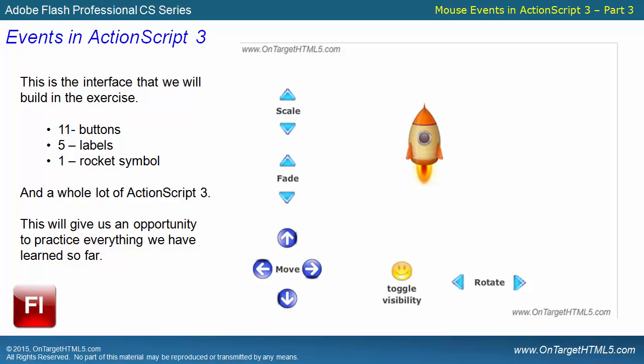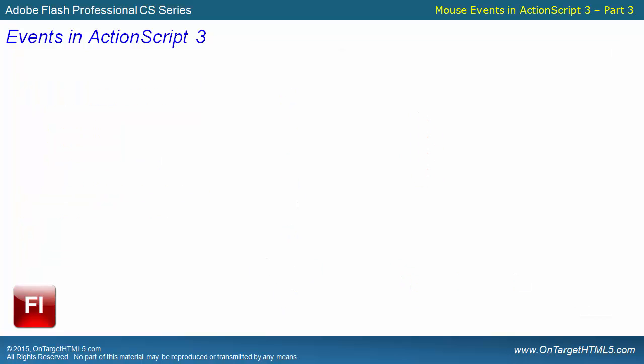And this is what we're going to build. We're going to put 11 buttons and 5 different labels on our stage. We're going to use our rocket symbol and a whole lot of ActionScript 3 inside of our Actions panel, and this will give us an opportunity to practice everything that we've learned so far. And I'm going to show you a quick demonstration of what we're going to do before we start.